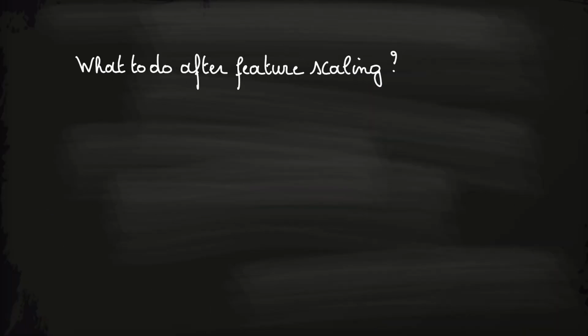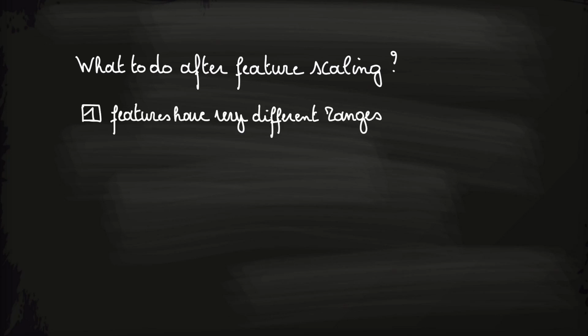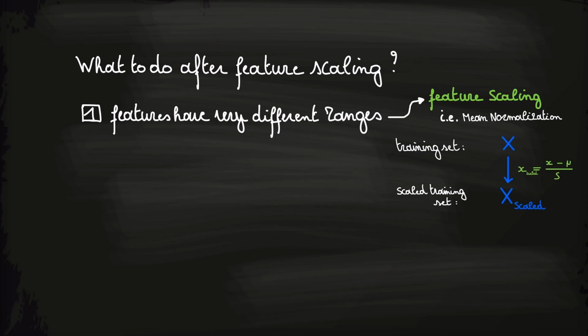So, you are working on a problem and you notice that your different features have very different ranges. Then a first step consists of scaling our features so that they are on a similar range. One example to do so is by applying mean normalization. If you did this for your original dataset, you get a new dataset containing the scaled features. Next, you train your model on the scaled features.